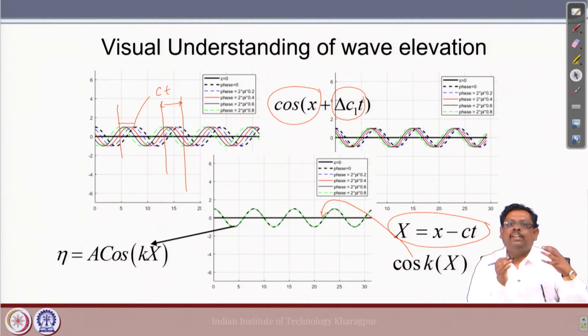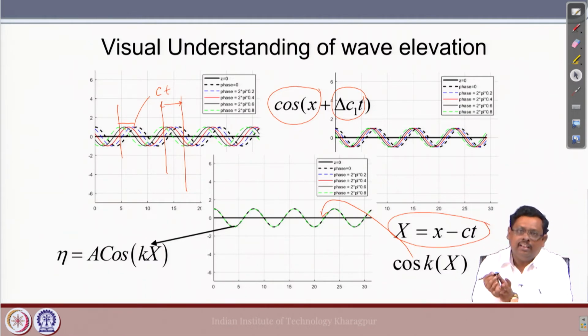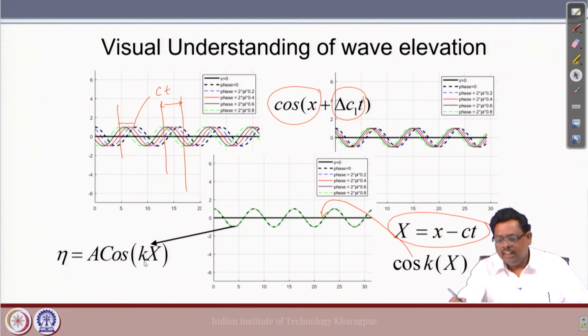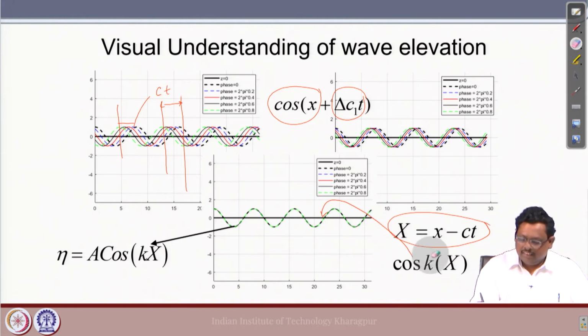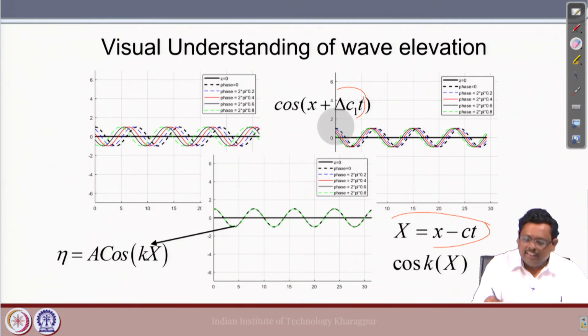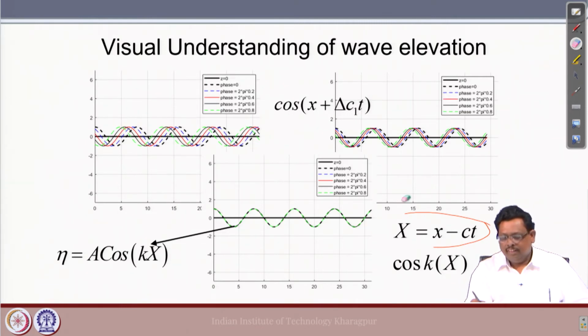Now, if I take capital X equal to x minus c t, then I get a simple wave which is travelling along x with wave number k, and the equation for this particular wave is eta equal to a cos k X, right. Now, if we understand this visually, then the remaining part is simple algebra; we really do not have to think much.